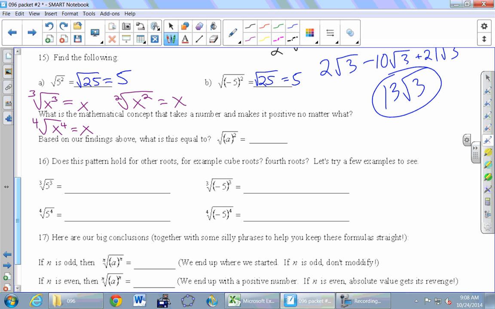So here's the idea. If we start with 5, we end with 5. If we start with negative 5, we still end with positive 5. So what's the name of the mathematical symbol that takes a number and makes it positive no matter what? It's the absolute value. We've seen absolute value before. It takes a number and makes it positive. So that's the answer to this one here, absolute value.